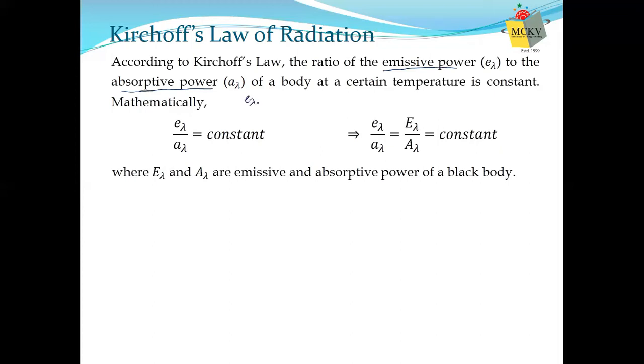then say E lambda 1 and A lambda 1 are the emissive and absorptive power of the first body, E lambda 2, A lambda 2 are those of the second body, E lambda 3 and A lambda 3 are emissive and absorptive power respectively for the third body, and so on. Then the ratio of emissive to absorptive power is constant. So if one of these bodies is a black body, which is capable of absorbing the whole amount of incident radiation, then we can say E lambda to A lambda for that black body is also constant.